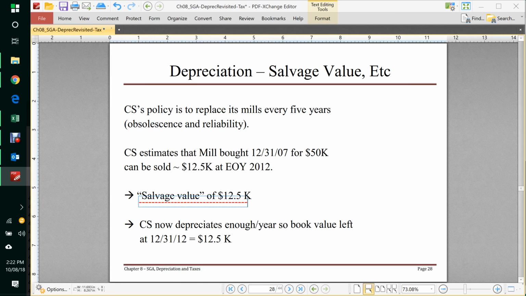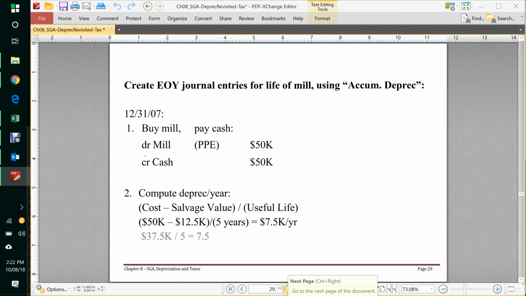So in this case, that is, like I said, $12,500. What CS wants to do now is depreciate enough per year so that the book value left at the end of 5 years is $12,500. And let's see if we can do our journal entries for this one and see all the details along the way. So when we buy the mill, as usual, it's going to be 50,000 out the door that we pay in cash. So 50,000 CR cash there.